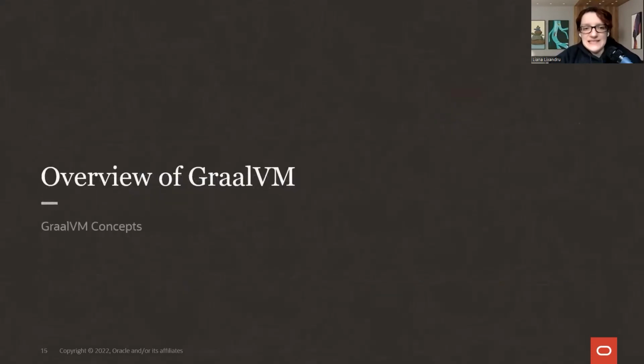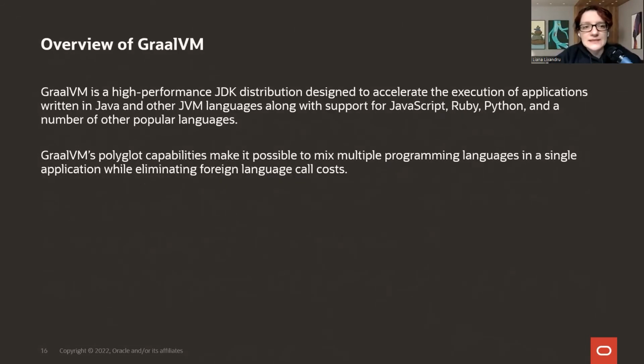Now let's look a bit at what GraalVM is. So you may have heard of it, but it is a high-performance JDK distribution that's designed to accelerate execution of applications written in Java, along with other JVM languages. And it's also got support for JavaScript, Ruby, Python, and some other popular languages as well. It makes it possible to mix multiple programming languages within a single application while eliminating the call costs. Next, please.